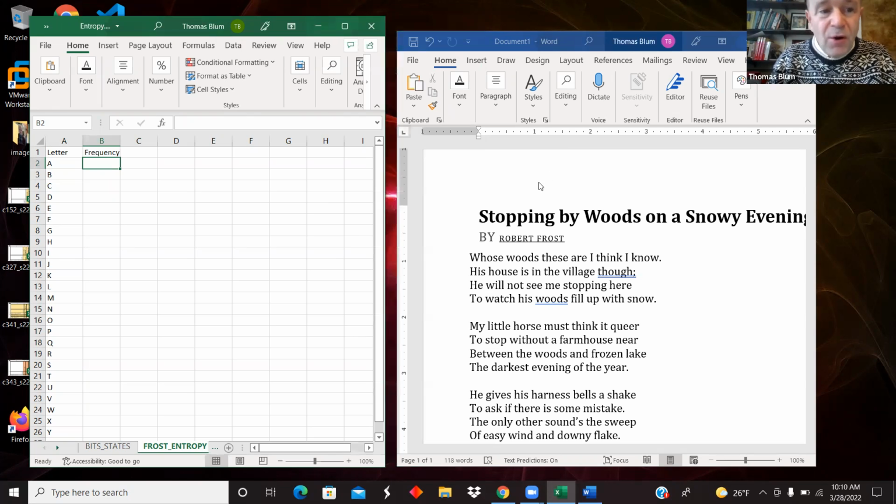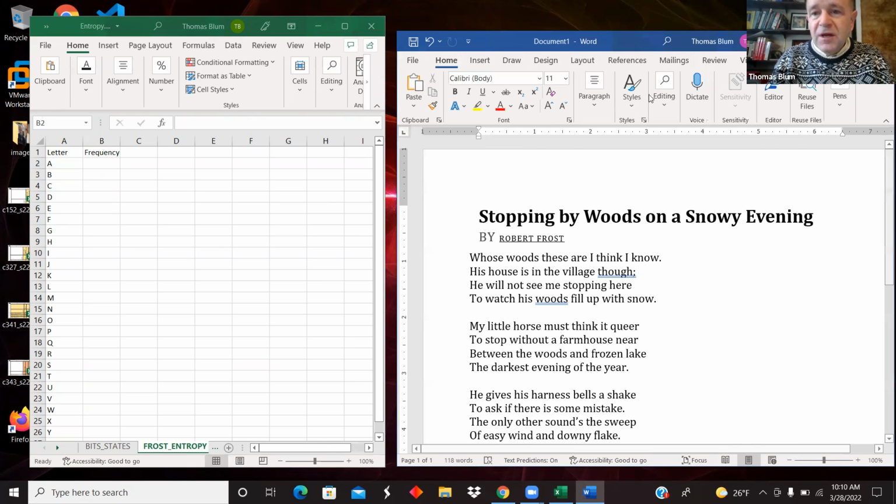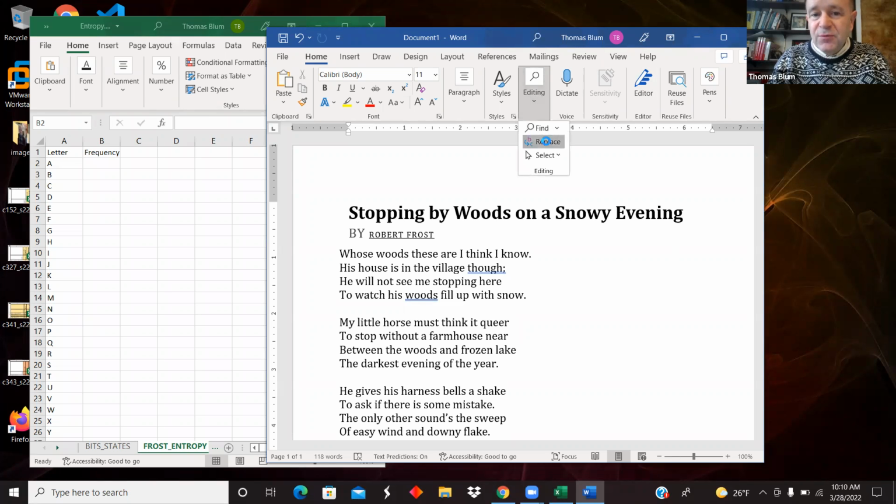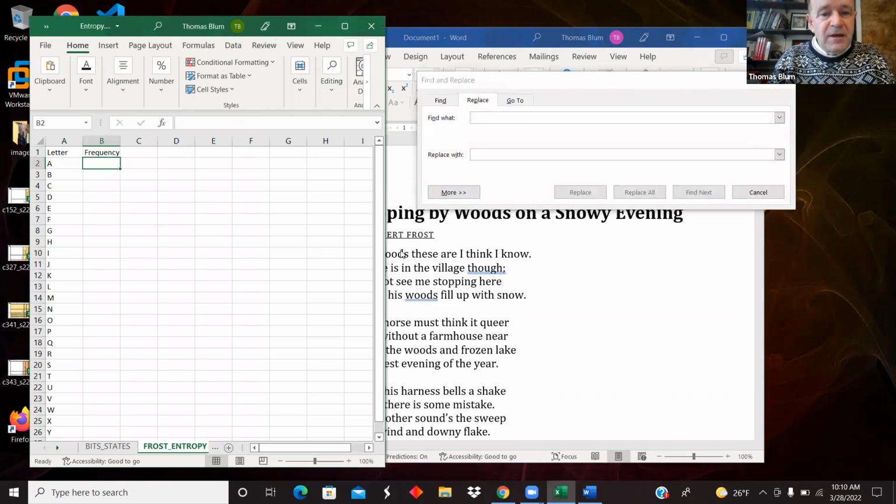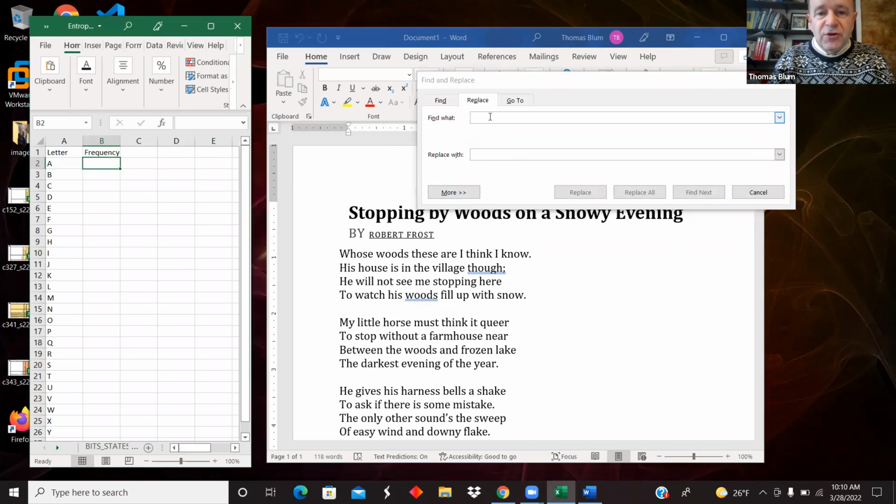So this particular poem, I'm calculating the frequency in it, and I'm going to use Excel. I'm going to use Word. I'm going to use Edit, Replace, and I'm just going to go through the alphabet. I'm going to find an A, and I'm going to replace it with nothing. And then when I say replace all, it's going to tell me how many replacements it did. So I'll mark that as the frequency.